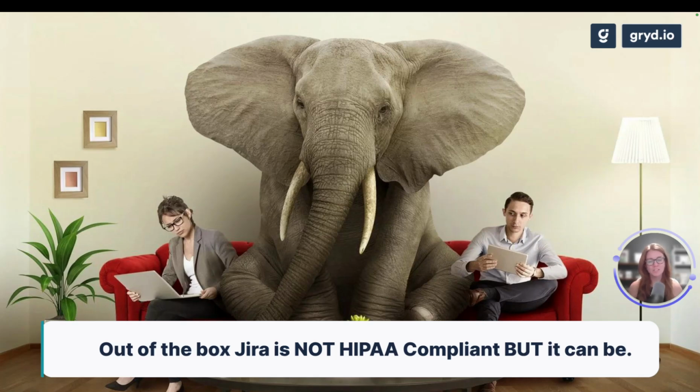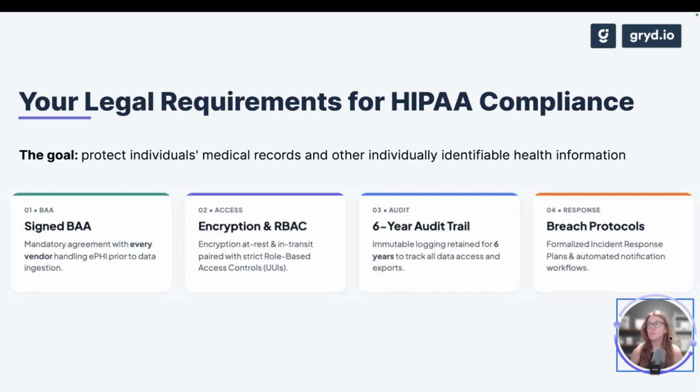But the good news is you can absolutely store protected healthcare information, or PHI, safely in Jira Cloud. But it does require a very intentional architectural strategy, a signed BAA with Atlassian, and an understanding of what is required of you. So, your legal requirements for HIPAA compliance. Let's talk about what this means.